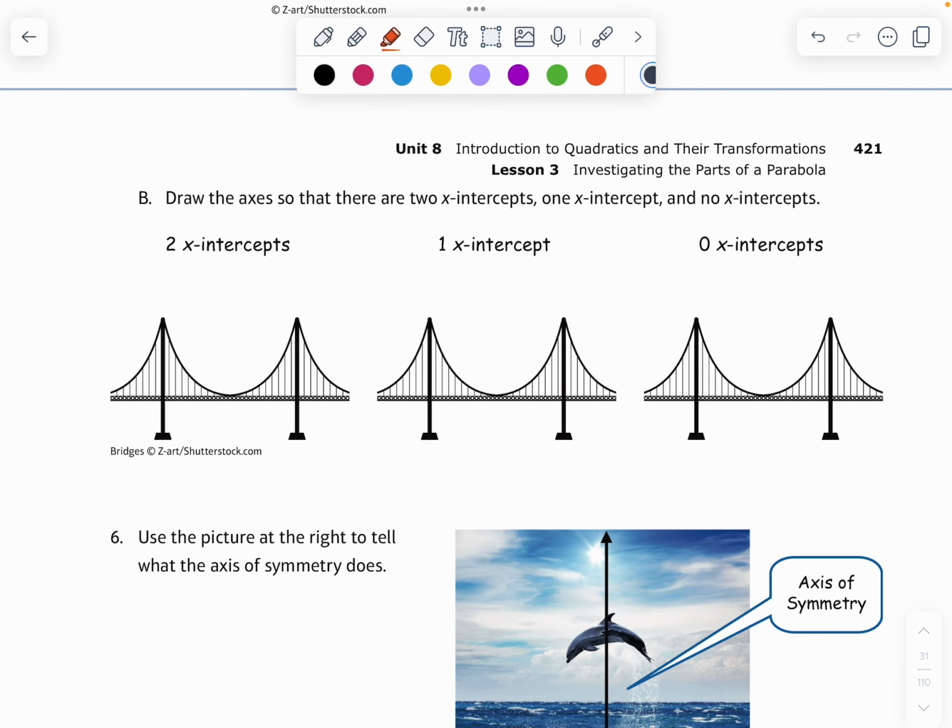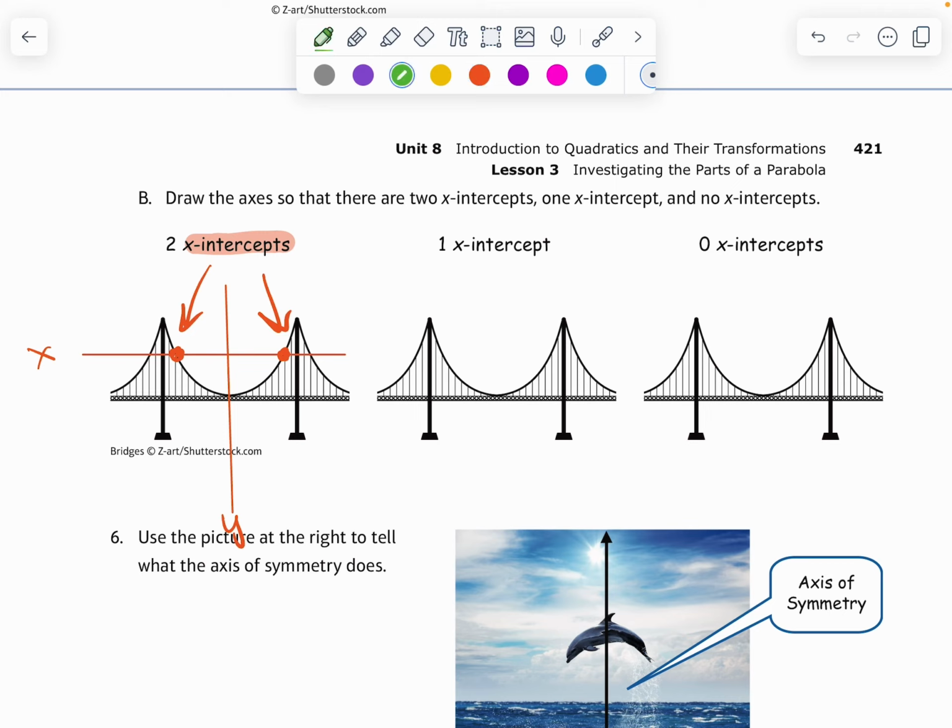421. If I want to have two x-intercepts, where would I need to put the graph, right? If I put the x-axis right here and the y straight down the middle, look at that. Wouldn't they intersect the parabola right here? And right here? Okay, I've got two x-intercepts. All right, you try it for the next one.